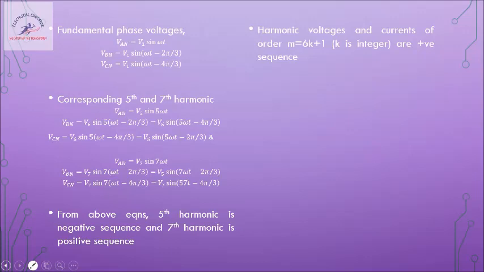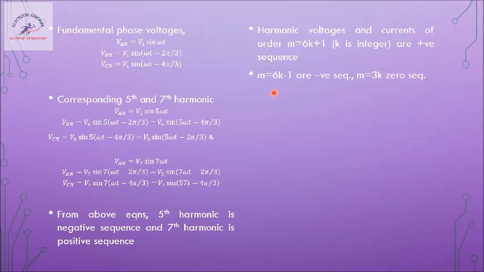So harmonic voltages and currents of order m equal to 6k plus 1, where k is an integer starting from 1, 2, 3, 4. If it is of the order 6k plus 1, then all those are positive sequence components. So if we substitute k equal to 1 here, we get m equal to 7. So the seventh harmonic is positive sequence. Next we substitute k equal to 2. So 12 plus 1, the 13th harmonic. The 13th harmonic is a positive sequence and so on.